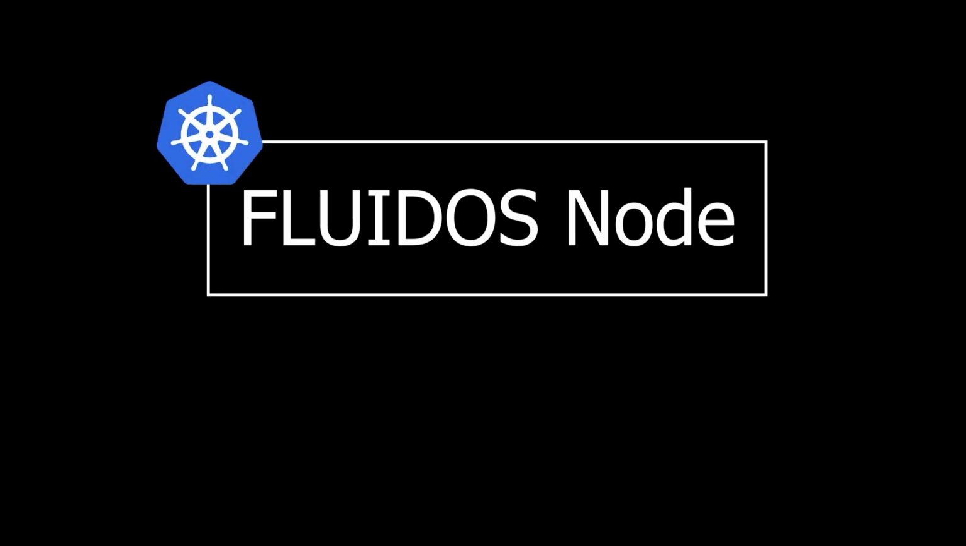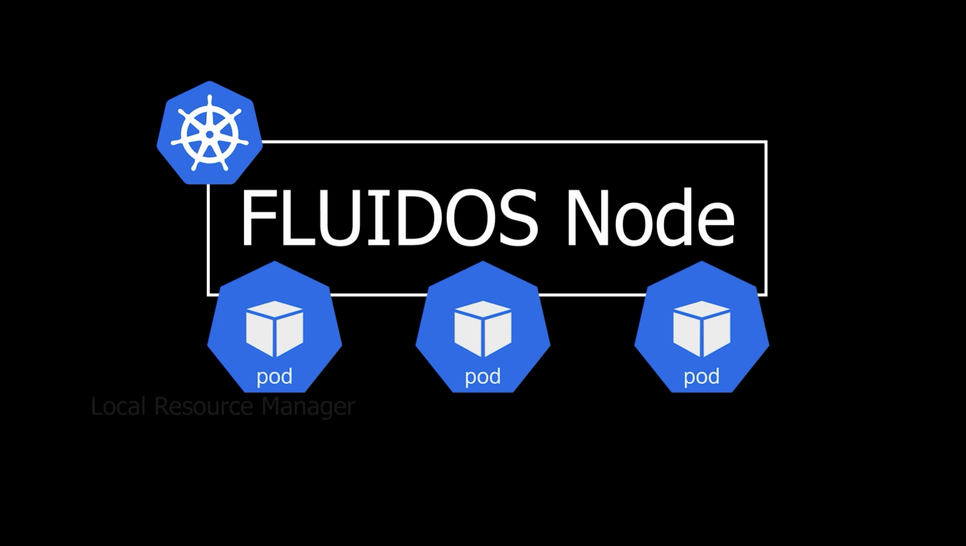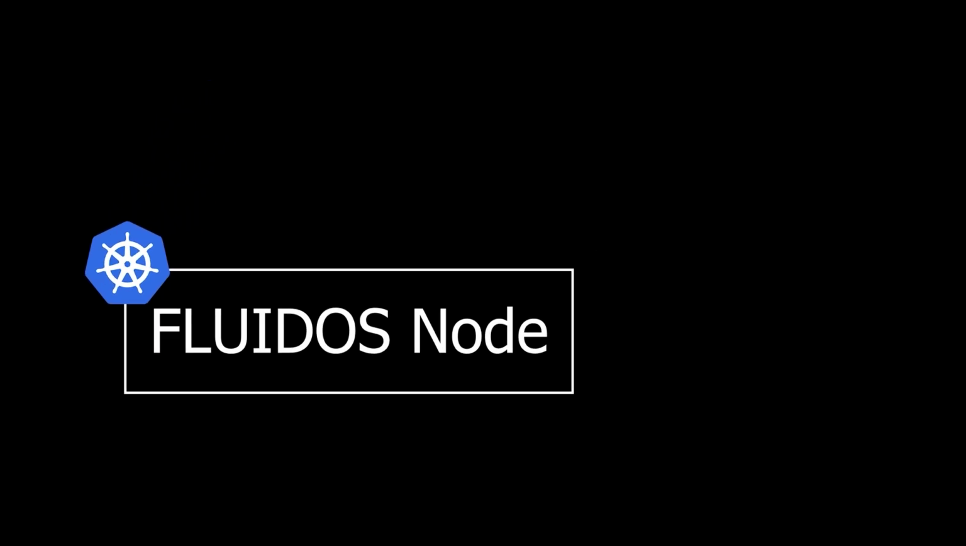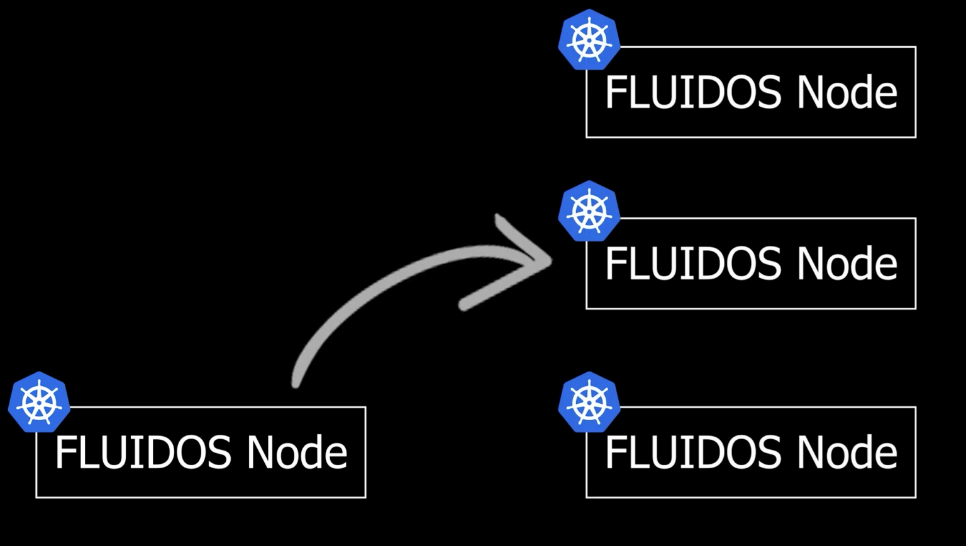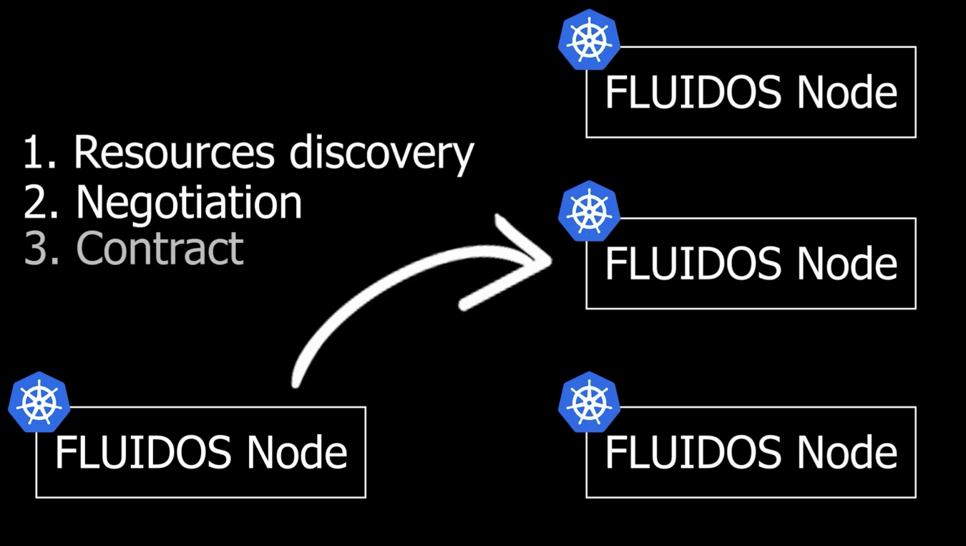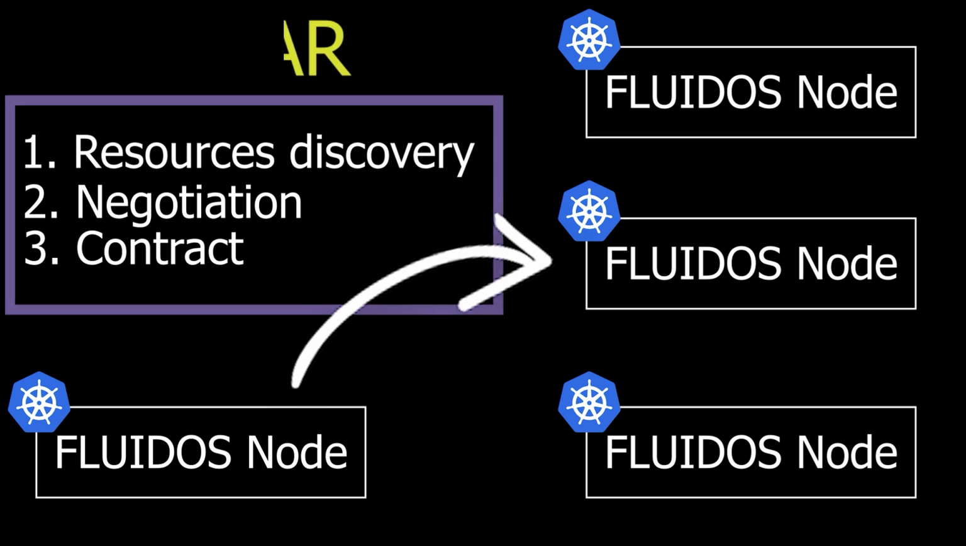We can see it as a Kubernetes cluster composed essentially of pods that implement the logic, like the local resource manager, which manages the resources that will be offered to other clusters, the REAR manager, which transforms requests and later bought resources into something working, and the REAR controller, which communicates with other FLUIDOS nodes. The main task of the FLUIDOS node is to contact other FLUIDOS nodes to look for the needed cloud resources, negotiate them, and define a proper contract. All these steps are achieved thanks to the implementation of the REAR protocol.